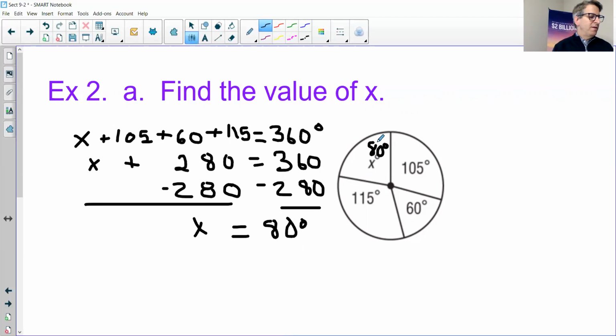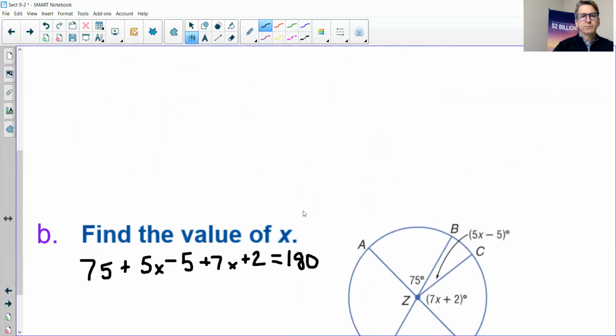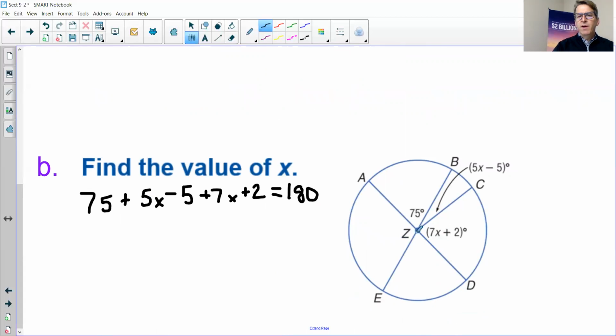Example 2, letter B, find the value of x. We have a circle Z here, with 75 degrees, 5x minus 5 degrees, and 7x plus 2 degrees. We don't know much about the other two angles, but we're looking for the value of x. As you can see, we have a diameter running through here. AD is the diameter of circle Z. So if I add 75 plus the 5x minus 5 and the 7x plus 2, that's going to equal 180.